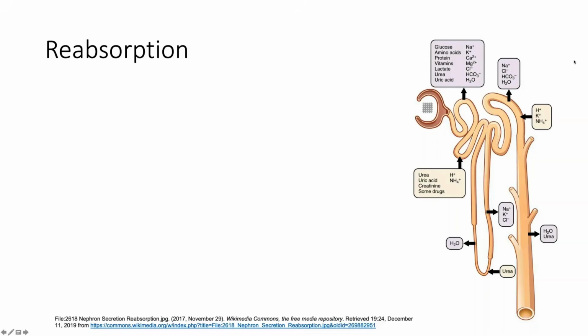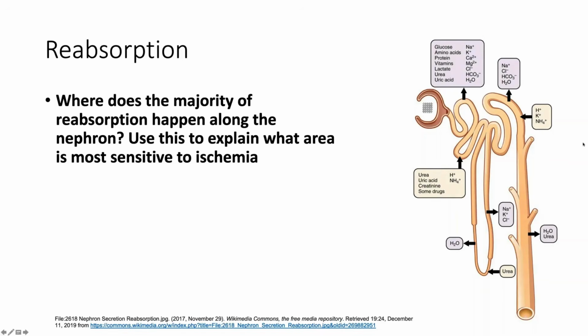So this shows the parts of the kidney that reabsorb different things and what they reabsorb. Let's go back to Alexa. Alexa, can you tell us where the majority of reabsorption happens along the nephron, and then use this to explain what area is most sensitive to ischemia? Because we want to integrate it, not just memorize it. Yeah, the majority of the reabsorption is going to happen at the proximal convoluted tubule. And because the PCT is doing most of the work, it's the most vulnerable to ischemia.